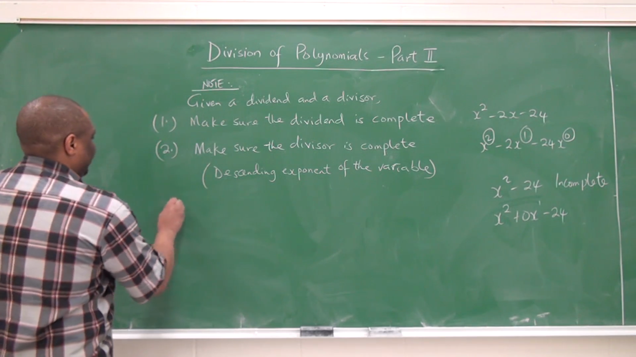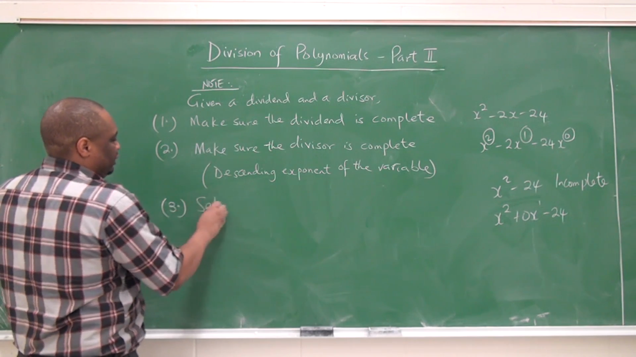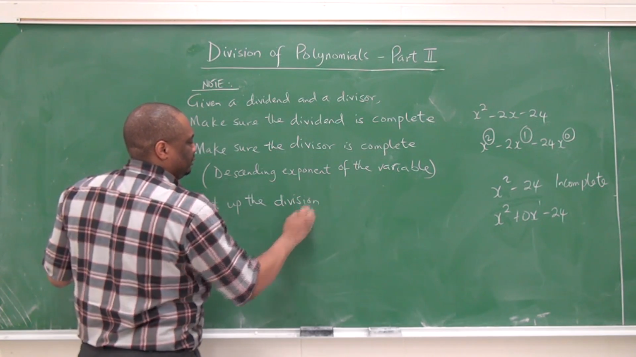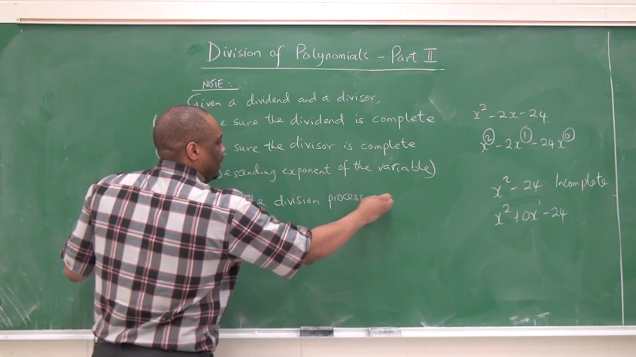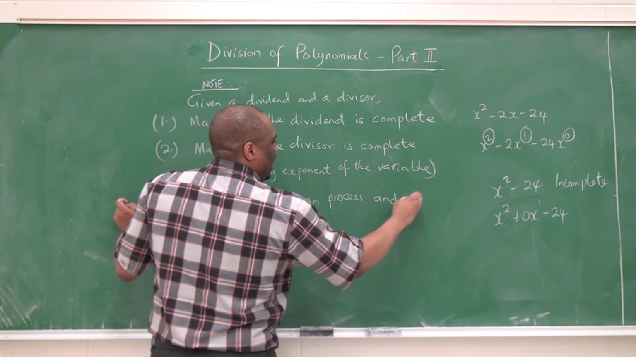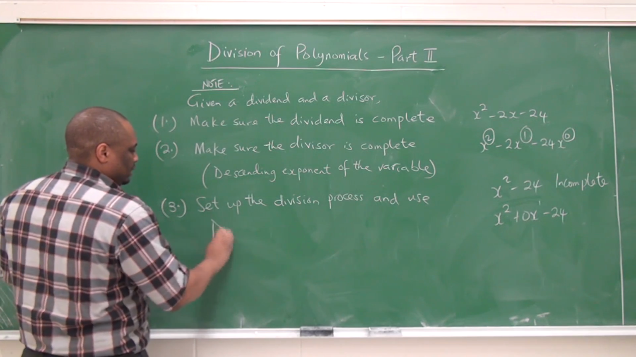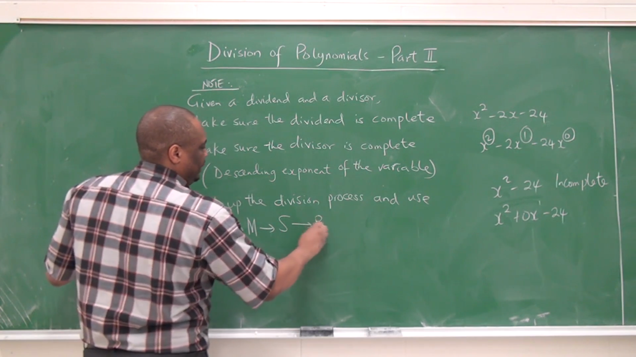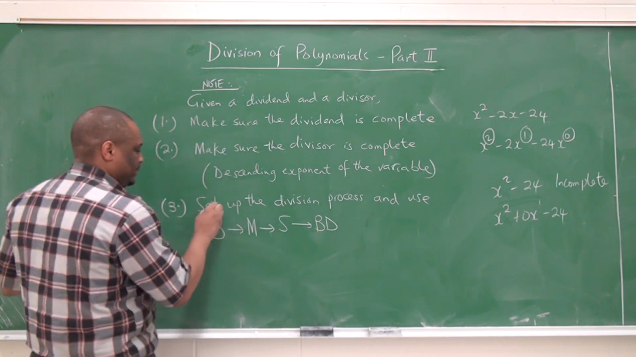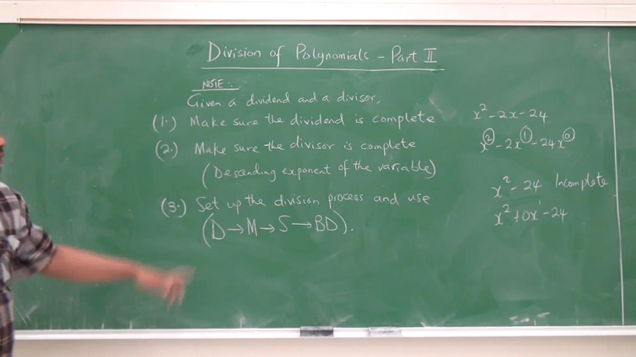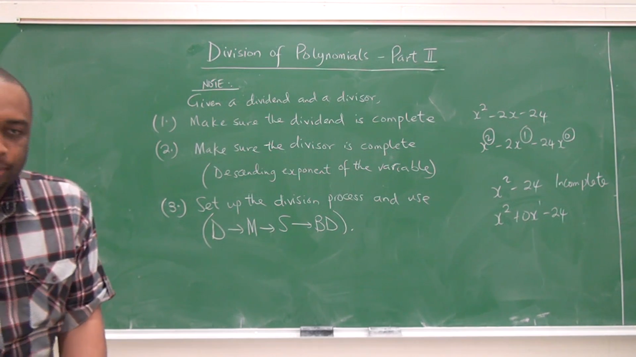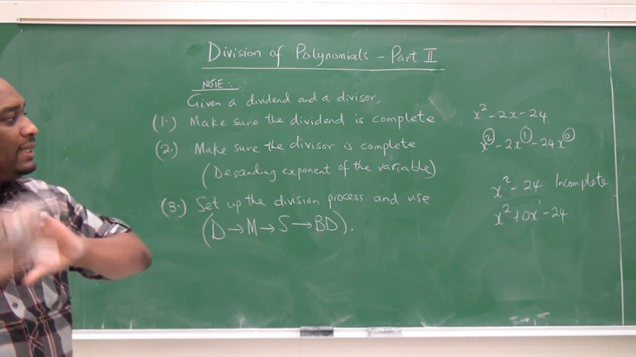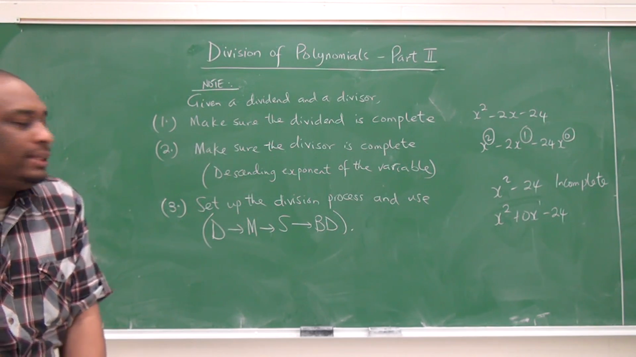Then number 3, set up the division process and use DMSBD, Samdom's method. I use DMSBD, Samdom's method: divide, multiply, subtract, bring down. That process, so you don't make mistakes.